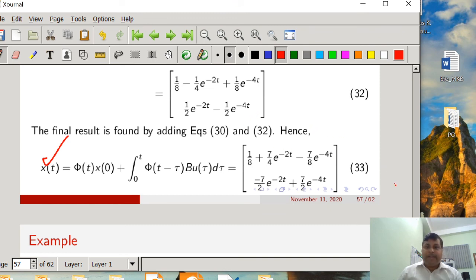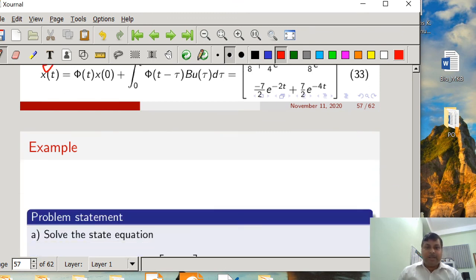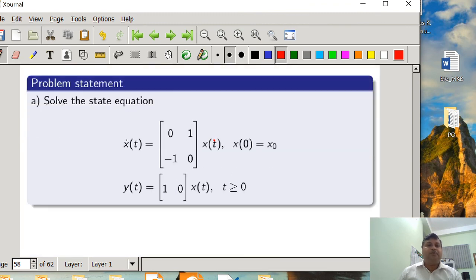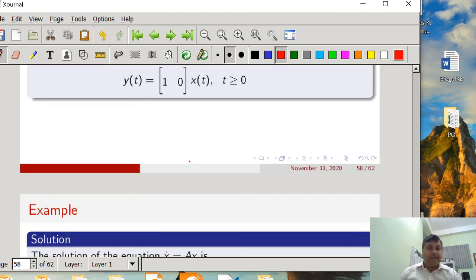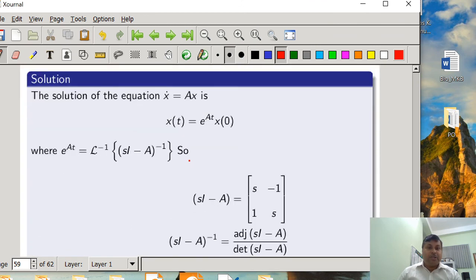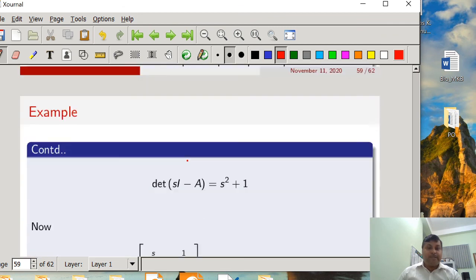Fine. And I will end with the last lecture, where we want to know e to the power at. This is the x of t we have taken, whose A matrix is given, and if we find the eigenvalues of this matrix, that is s squared plus 1, the eigenvalues s1 and s2 are equal to plus minus j. So if it is plus minus j, the eigenvalues are complex conjugate, with the real part equal to 0.